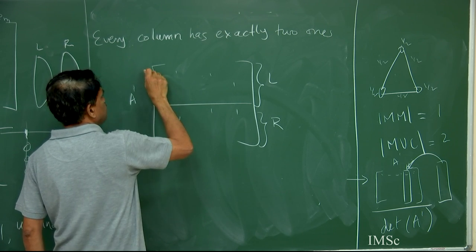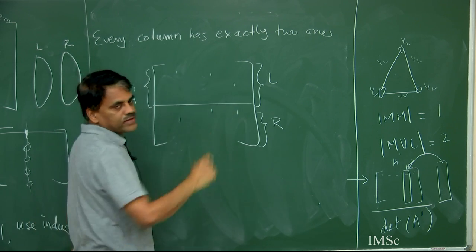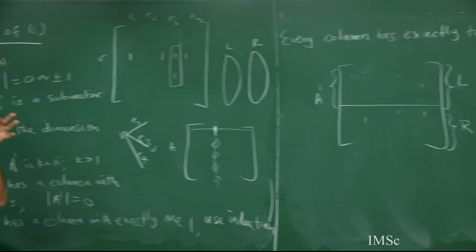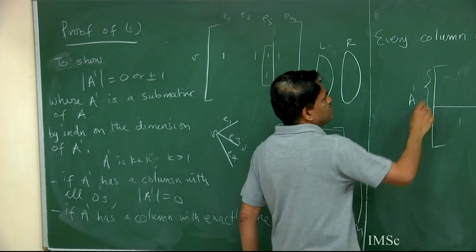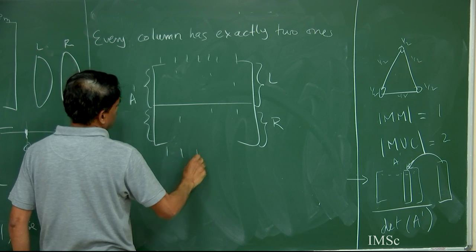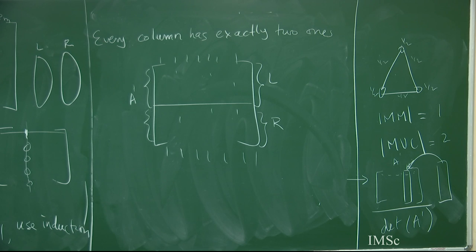So if I sum every column here, what do I get? 1. I can't get 2. Why not? It's bipartite, L is independent, so no edge has both endpoints inside L. So if I sum all these guys, it's all 1, 1, 1, 1, 1, 1, 1. If I sum all these guys, I get 1, 1, 1, 1. So the determinant is 0. Okay? It's not linearly independent.